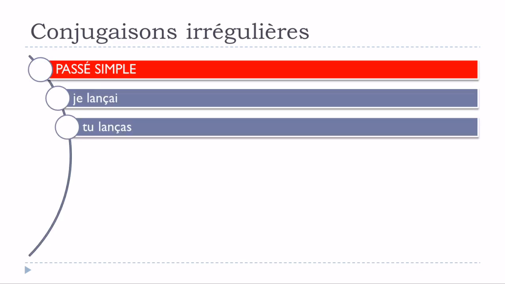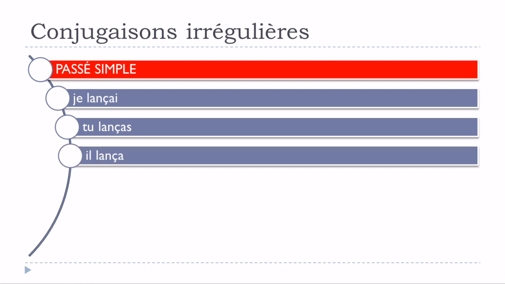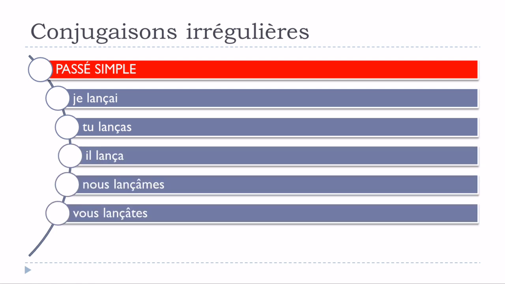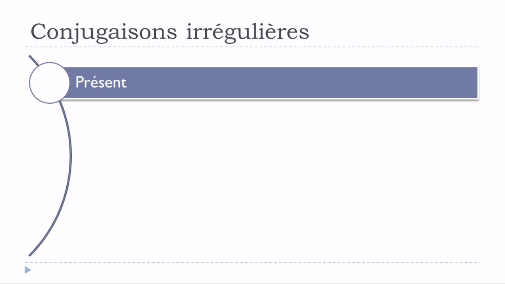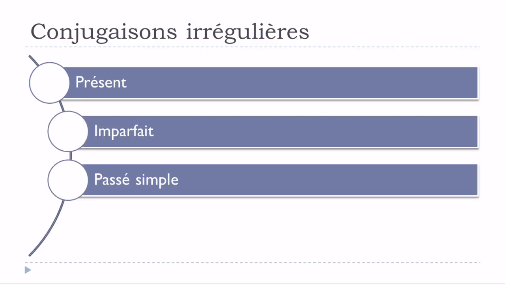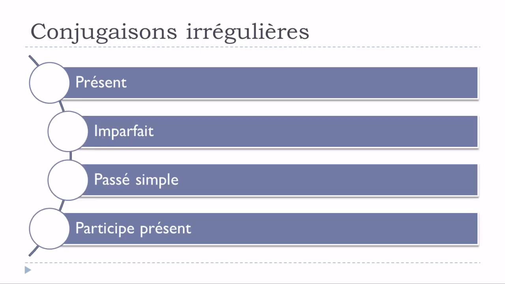And then let's see le passé simple. Je lançai, tu lanças, il lança, nous lançâmes, vous lançâtes, ils lancèrent. So you can see that there is only one form that won't be affected by that, but all the others will need to be modified with the cédille, like here. Okay? So remember, présent, imparfait, passé simple, and then participe présent will be the tenses and the forms affected by these modifications.